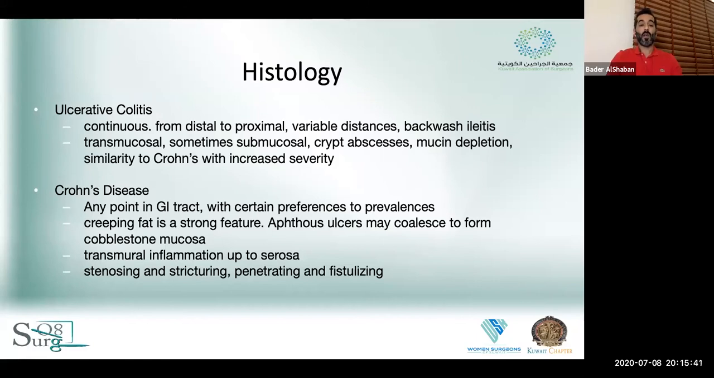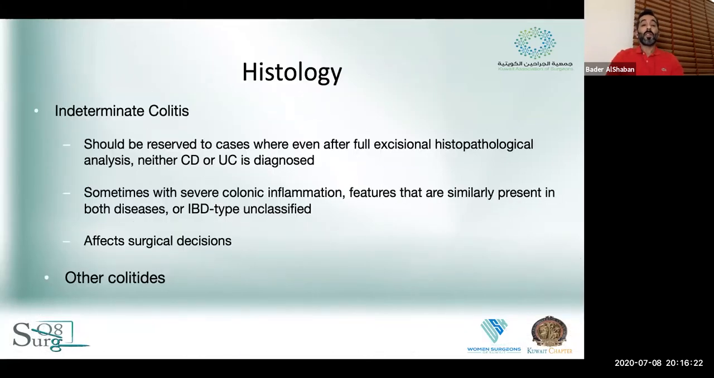similar to Crohn's disease. Crohn's disease, on the other hand, like I said, can be at any point of the GI tract with certain preferences in prevalence, which is what I was just saying: about a third of them tend to be ileocolic, a third tend to be perianal, and a third tend to be anywhere else in the GI tract. Creeping fat is a strong feature, especially on clinical examination and as a macroscopic feature. As the inflammation progresses on the mucosal and endoluminal level, aphthous ulcers may coalesce to form cobblestone mucosa. The transmural inflammation goes all the way up to the serosa, and this ends up with stenosing, stricturing, penetrating, and fistulizing disease.